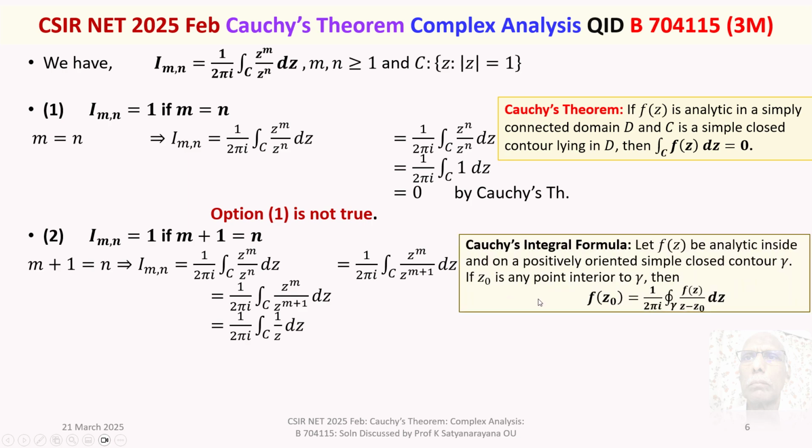So we recall Cauchy's integral formula. Applying this, we will get the answer as 1, and the answer is given to be 1. Therefore, option 2 is true. And since it is from section B, only one of the options is true. Therefore, option 2 is true. Our answer to this question is option 2. Anyway, we will talk about options 3 and 4 in the next slide.